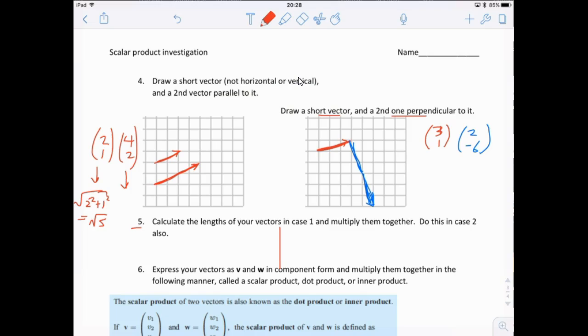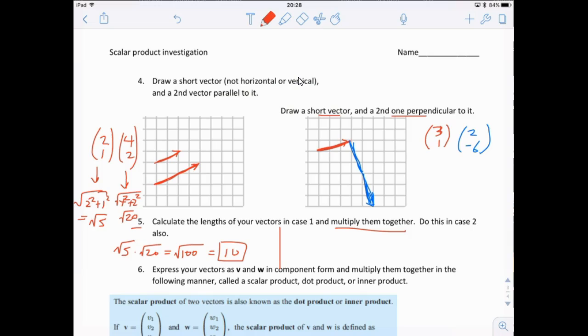So Pythagorean's theorem would give you 4 squared plus 2 squared, which is 16 plus 4, which is 20, so the square root of 20. Okay? So the shorter vector has a length of square root of 5. The longer vector has a length of square root of 20. And if we want to multiply those together, which it says here to do, we don't know why we're supposed to multiply them together yet. But square root of 5 times square root of 20 is actually equal to the square root of 100, which is actually equal to 10.